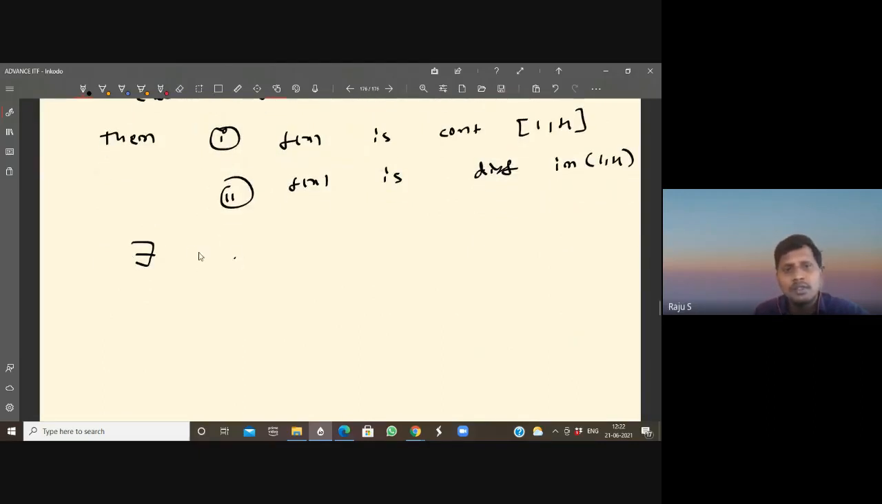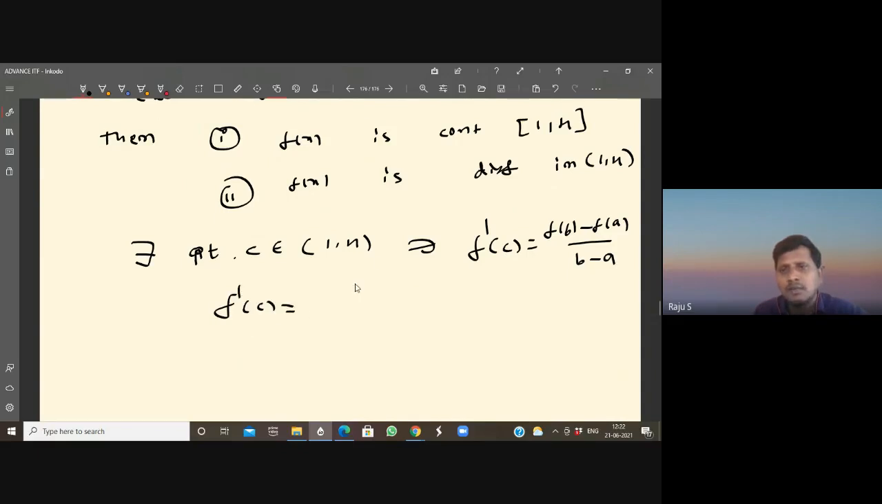Then there exists at least one point C belongs to open interval 1 comma 4, such that, just write the formula. Formula is very important. What is f dash of C? F of b minus f of a by b minus a. So f dash of C is equal to, what is f of b? F of 4 minus f of 1 by 4 minus 1.